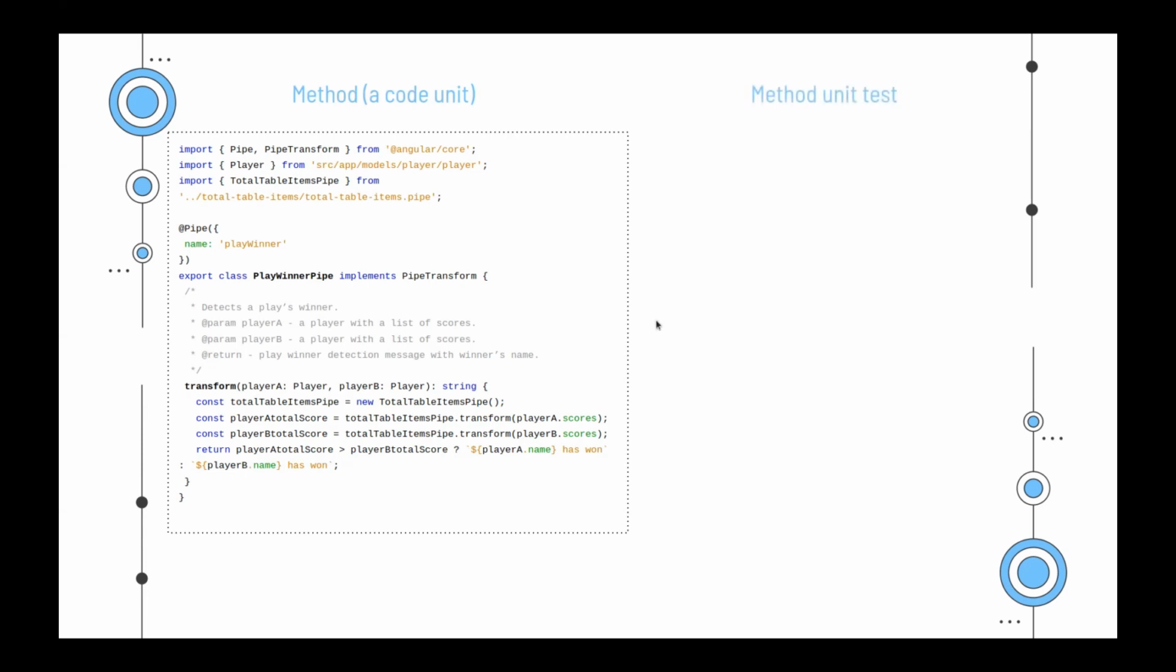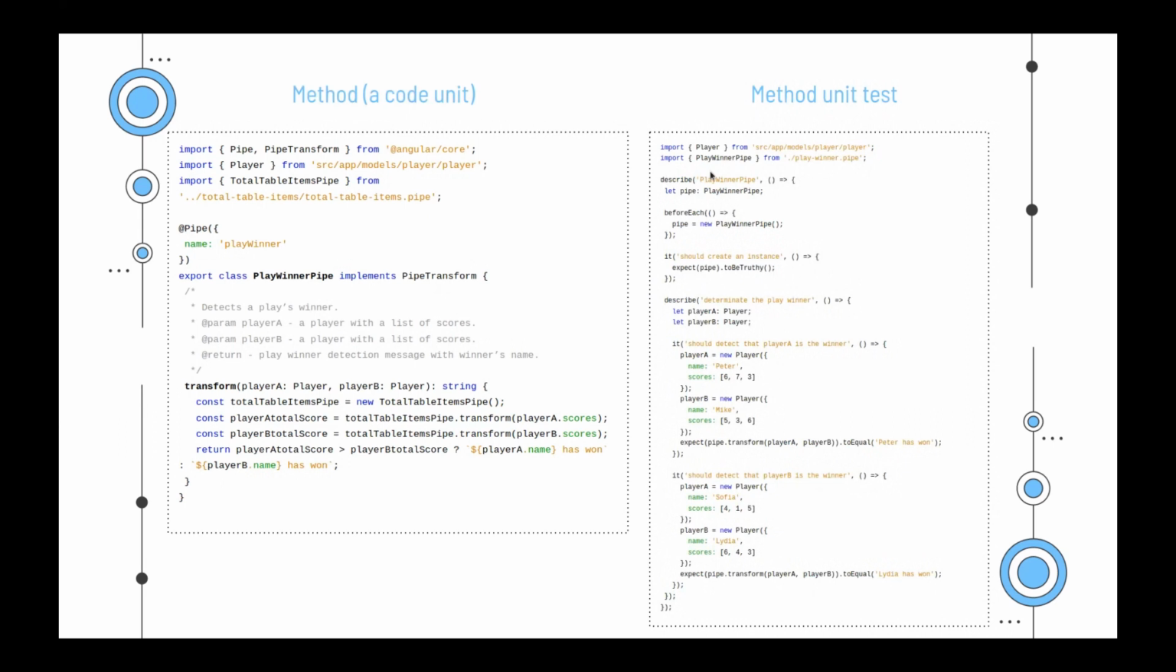Let's see now what the unit test method will look like. So we have, as we can see here, it's a bit more advanced than the previous unit test code, but it will describe all the best possible test cases in our method. So as a start, we are going to check that the instantiation will happen successfully for the play winner pipe class. And then we have combined tests in one single test suite, which will determine the play winners. So as we can see here, we have two scenarios to cover for our transform method. If player A is the winner, then we are going to judge that A is the winner. Otherwise, B is the winner.